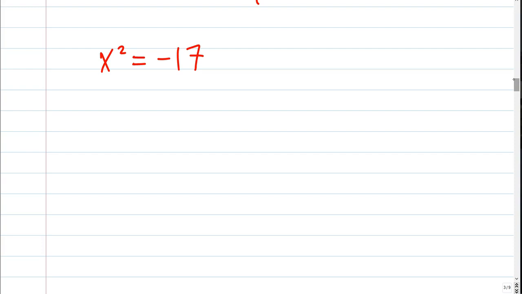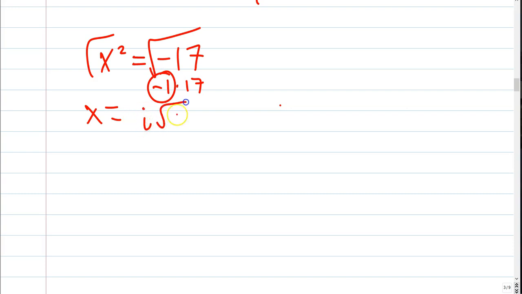Here's a very simple one. How do we undo squaring? x is equal to the square root of negative 17. I cannot simplify 17, but I can simplify that. What comes out? i root 17. Do not put the i at the end.